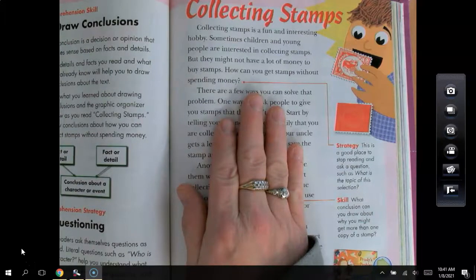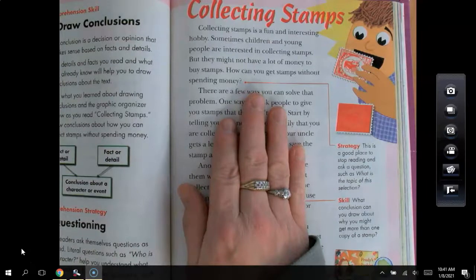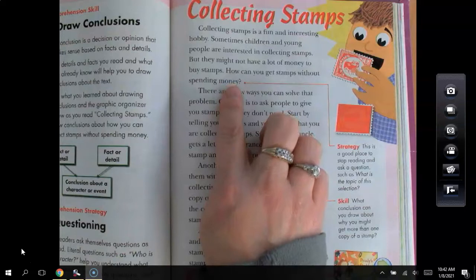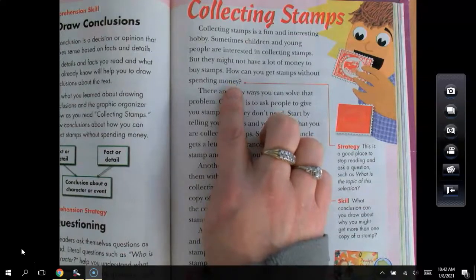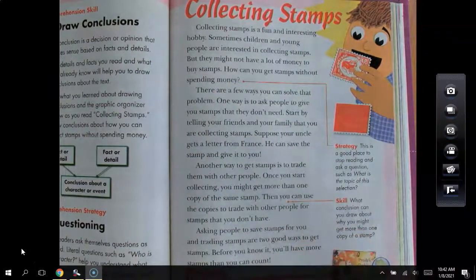What do you think? Well, if it's asking me, how can you get stamps without spending money? Right there, a light bulb went off in my head. I already started thinking about different ways that I could get stamps without spending any money. Did you start thinking that too when a question was asked? Yeah, so I can make a conclusion that this story is probably going to be about how we can find stamps without even having to spend one penny.